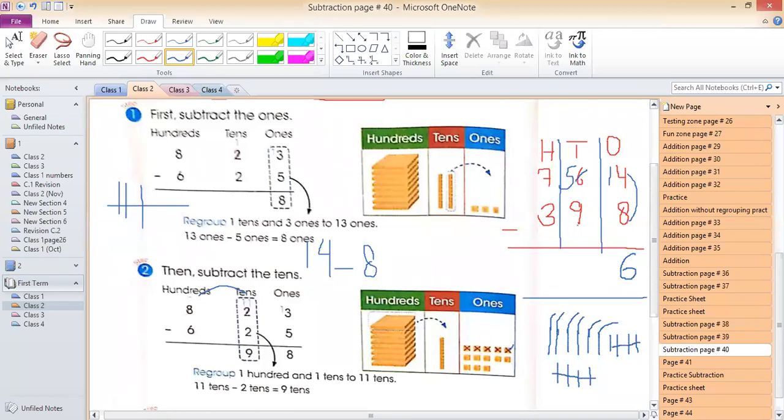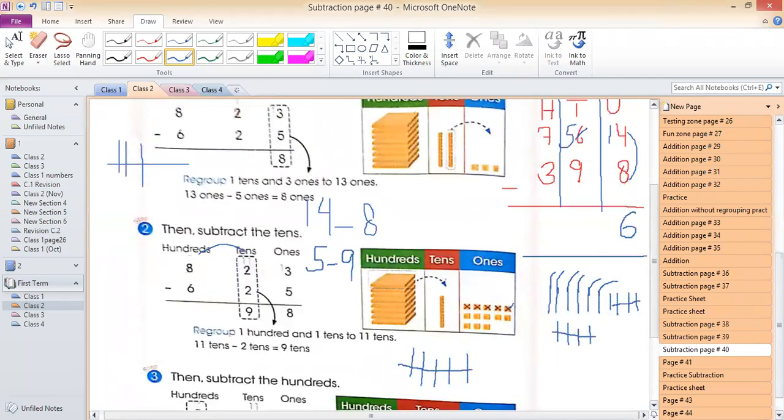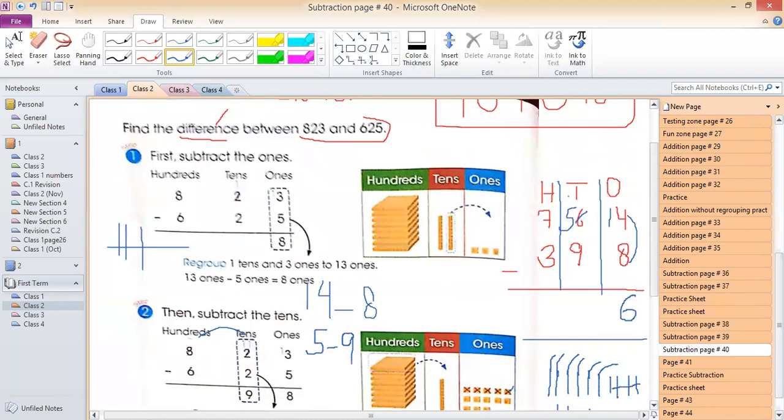5 tens minus 9 tens. Is it possible? You have to subtract 9 from 5. If you draw 5 lines, you can cut 1, 2, 3, 4 or 5 lines. But you cannot cut 9 lines, and you cannot cut more than 5 lines. So it is not possible to subtract 9 from 5. What will you do then? This 5 will go to the 7 and ask for 1. When 7 gives 1 to the tens, it will become 6 and there will be 15 tens.